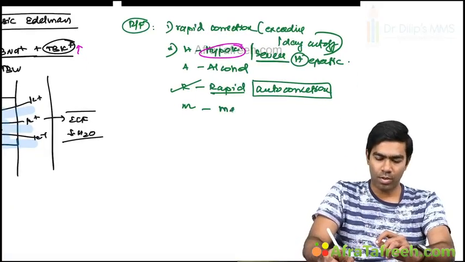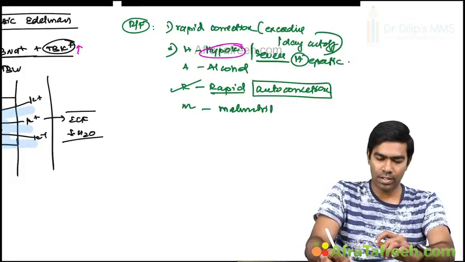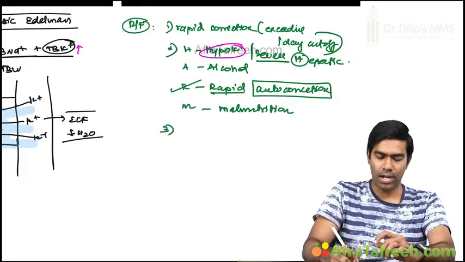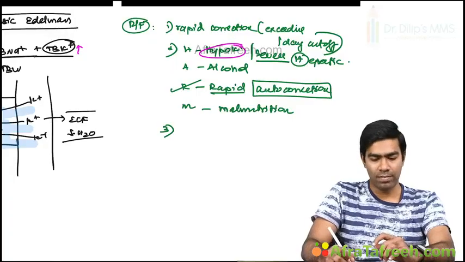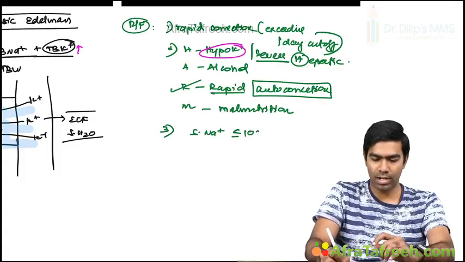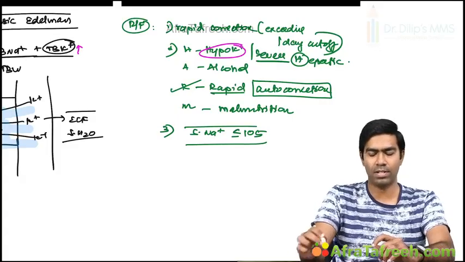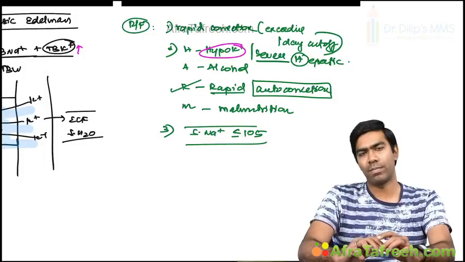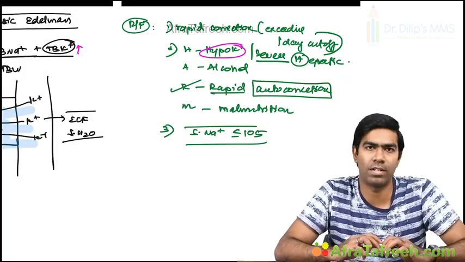M stands for malnutrition. So these are very, very important risk factors for developing ODS. And number 3, very severe hyponatremia. Very severe hyponatremia means the serum sodium value is less than 105. Such a severely hyponatremic patient is again at very high risk of developing osmotic demyelination syndrome.